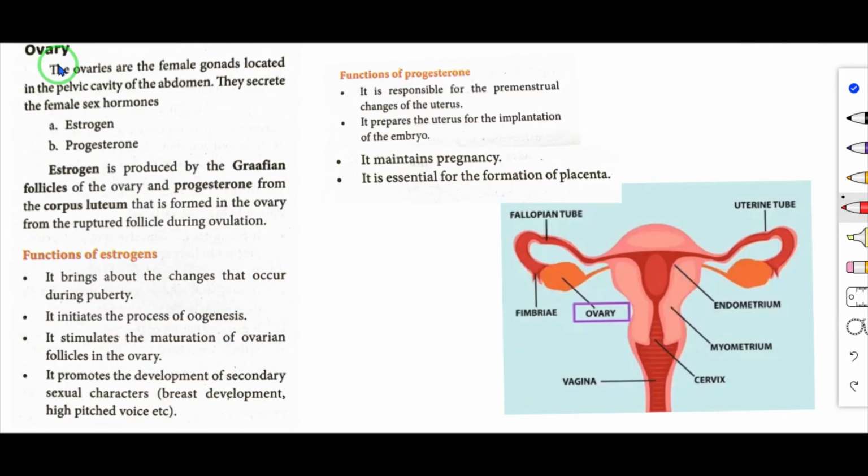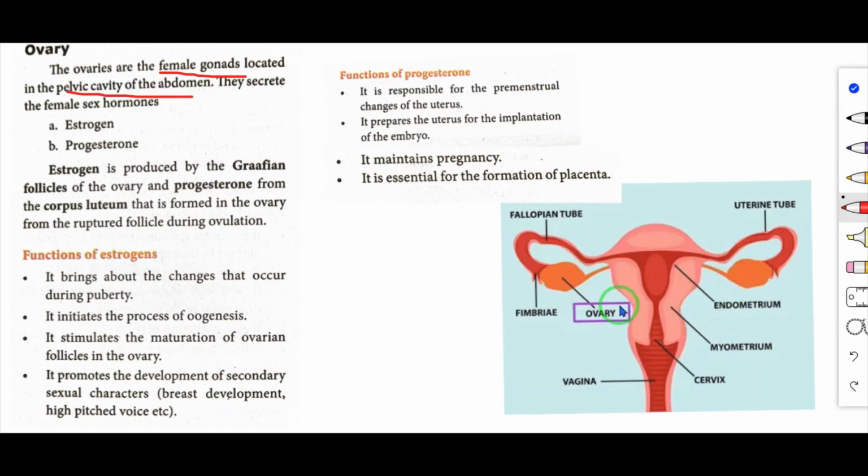Next one, ovary. The ovaries are the reproductive glands in females. The ovaries are the female gonads located in the pelvic cavity of the abdomen. See this diagram, this is the structure of the ovary. Now find out where the ovary is. Here two ovaries are present, this one and this one.